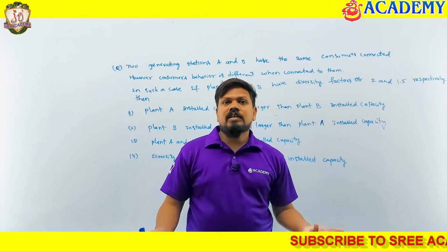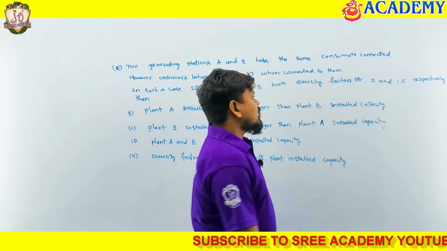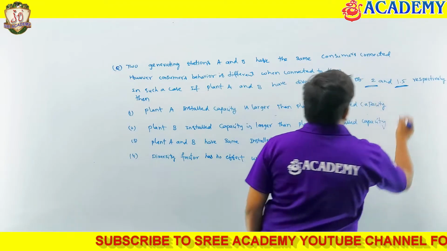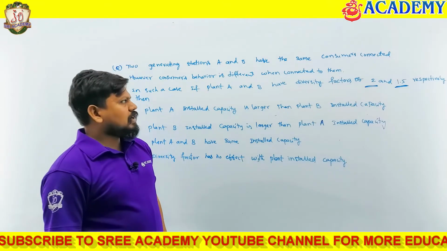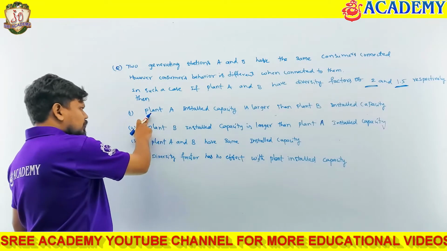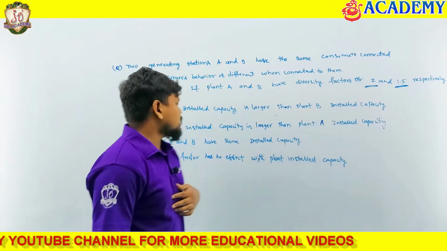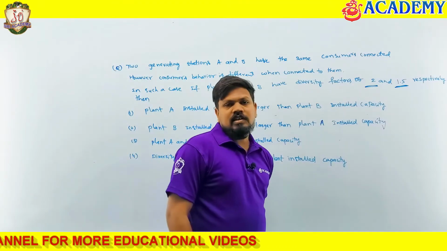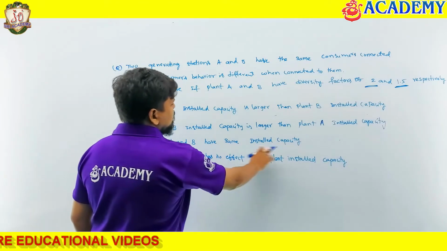How different it is, they have mentioned through the diversity factor. What is the diversity factor of plant A? 2. What is the diversity factor of plant B? It is 1.5. So they have given it like this, and what they are asking is installed capacity. Plant A installed capacity is larger than plant B installed capacity. Plant B installed capacity is larger than plant A installed capacity. Plant A and B have the same installed capacity.